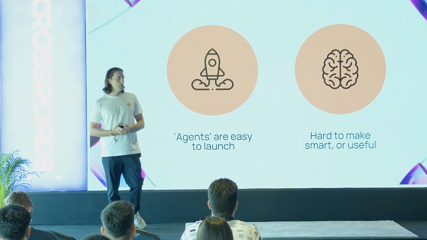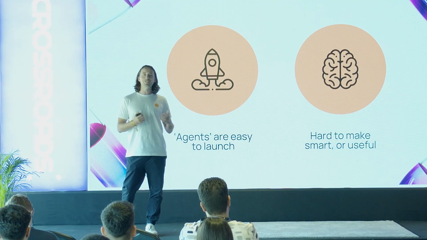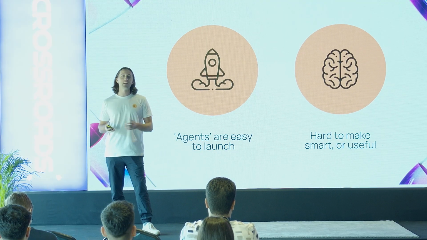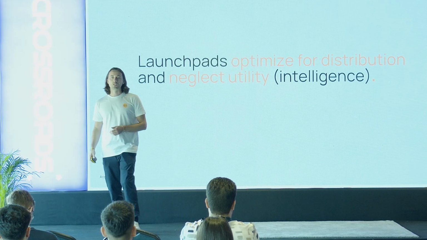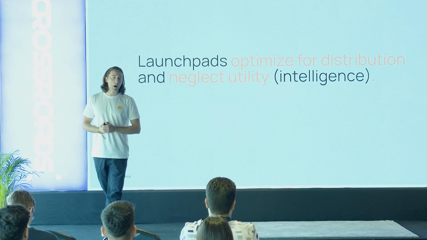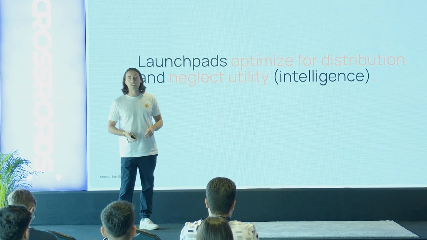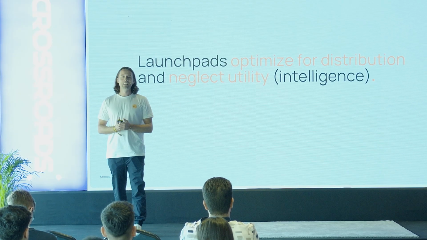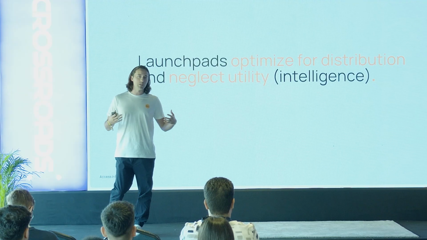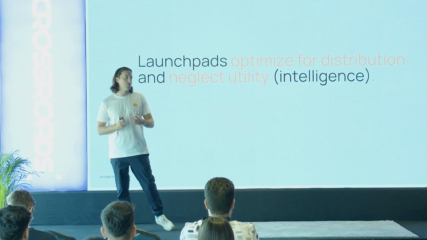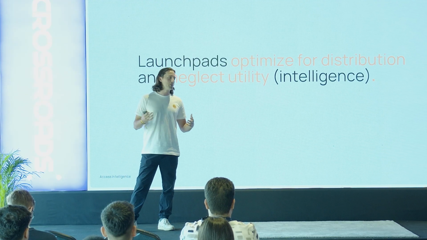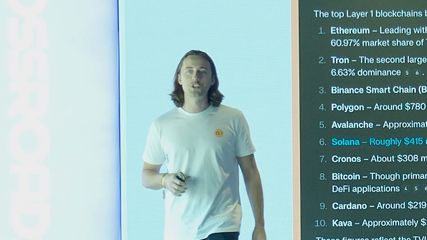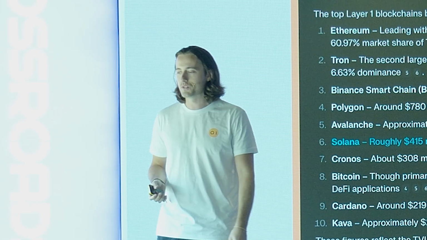In crypto, we're familiar with agents, and they're incredibly easy to launch, but actually pretty difficult to make smart and useful. Launchpads that we're very familiar with optimize for distribution, and they neglect utility and intelligence. And I'm not saying that distribution isn't important, it's incredibly important, but it's just one part of an equation. Who cares what you are distributing if it has no use or purpose?